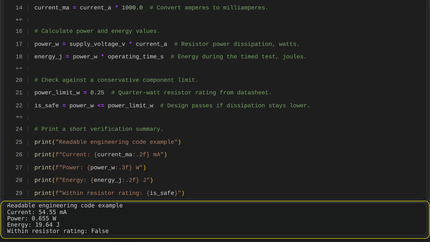This script checks a simple circuit with a 12-volt supply and a 220-ohm resistor. It uses Ohm's law to find the current, then calculates the resistor's power and the energy used over 30 seconds. It also verifies whether the power stays within a quarter-watt rating, helping confirm the circuit is operating safely.